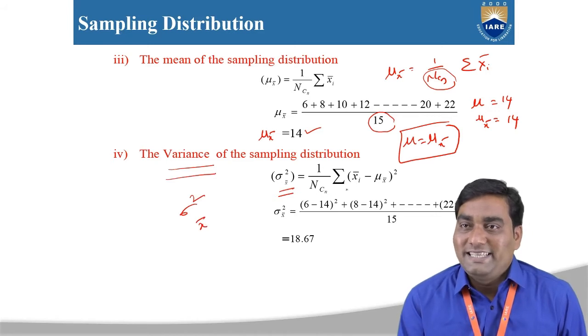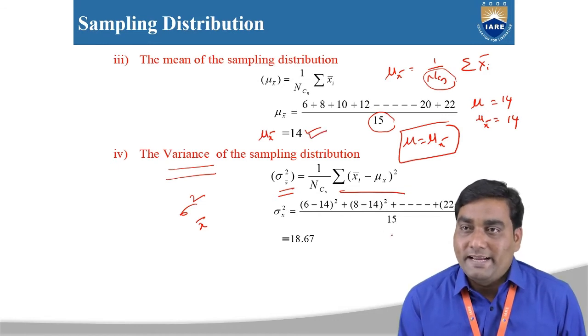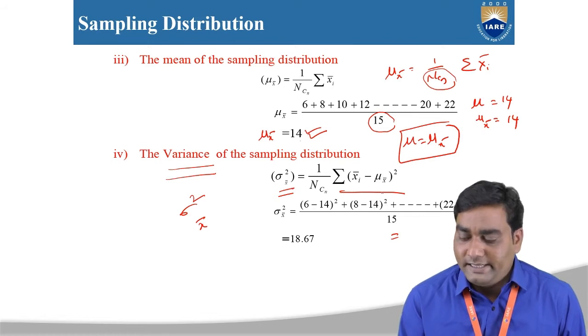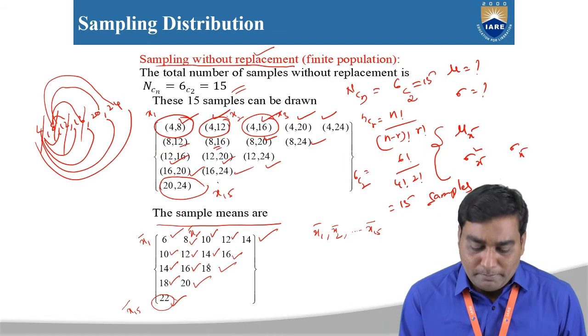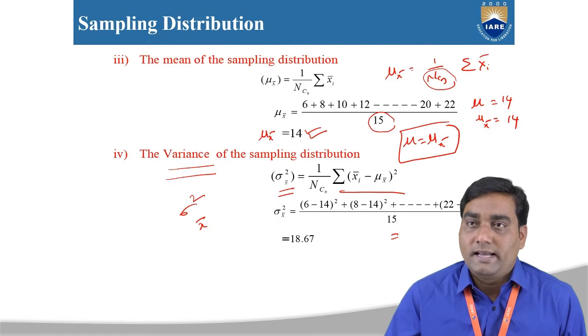1 by NCN sigma of xi bar minus mu x bar, where mu x bar equals 14. So 1 by NCN, 15: xi bar, the first value 6 minus 14 whole square, where 14 is mu x bar, plus 8 minus 14 whole square. These 6, 8, 10 and so on are the means of all the samples. 6 minus 14 whole square, 8 minus 14 whole square, 10 minus 14 whole square, like that.